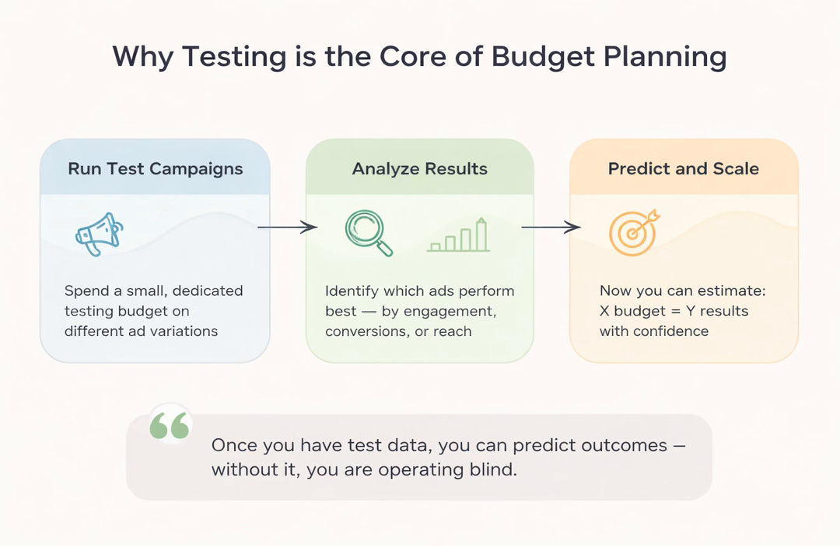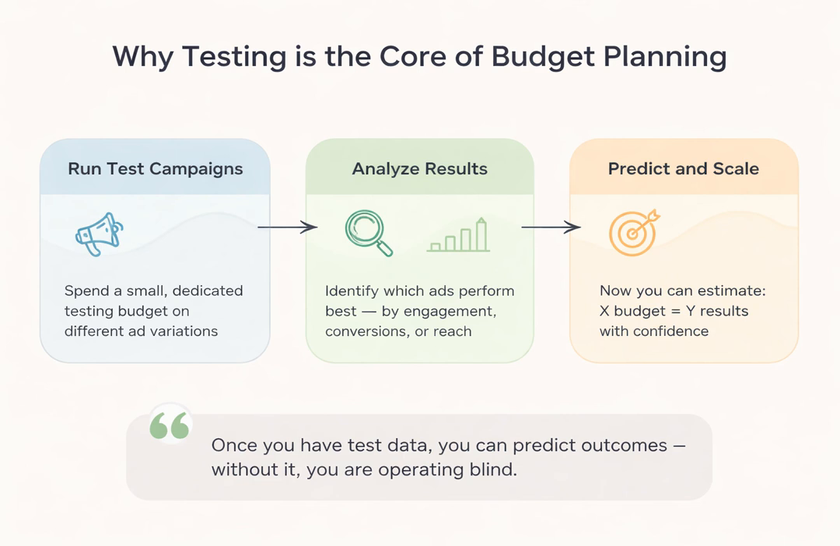In the first stage, you run test campaigns. You allocate a specific portion of your budget just for testing, and you run different ad variations. In the second stage, you analyze the results manually. Which ad got more engagement? Which one drove more conversions? You judge this yourself based on the data.